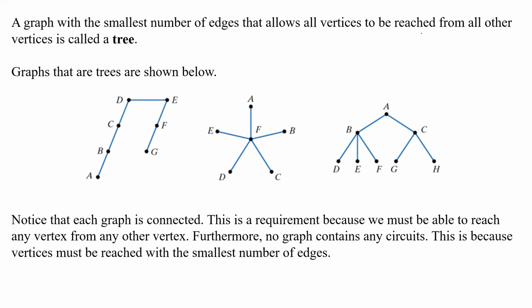Now, graphs that are trees are shown below. So as you can see, I can go from A down here in the bottom over right here, all the way up and all the way over and all the way back down to G. So no matter what I need to get to, I can go from A to whatever other letter. Same goes with this graph, how it's shown.